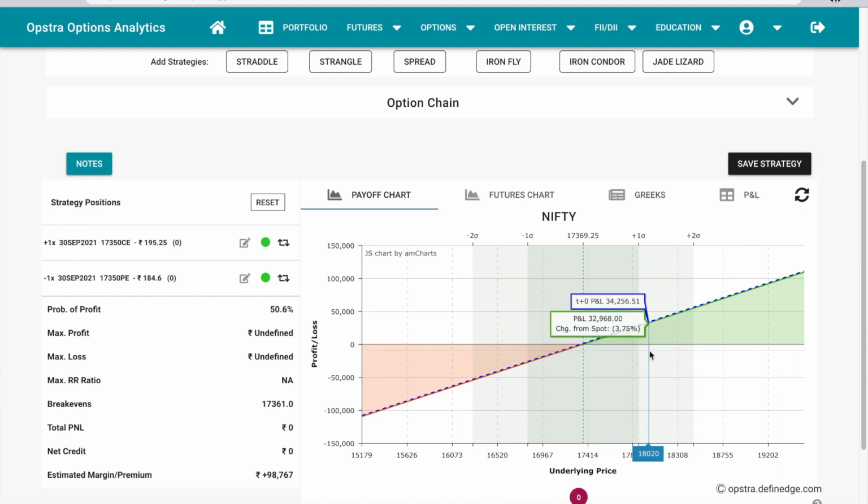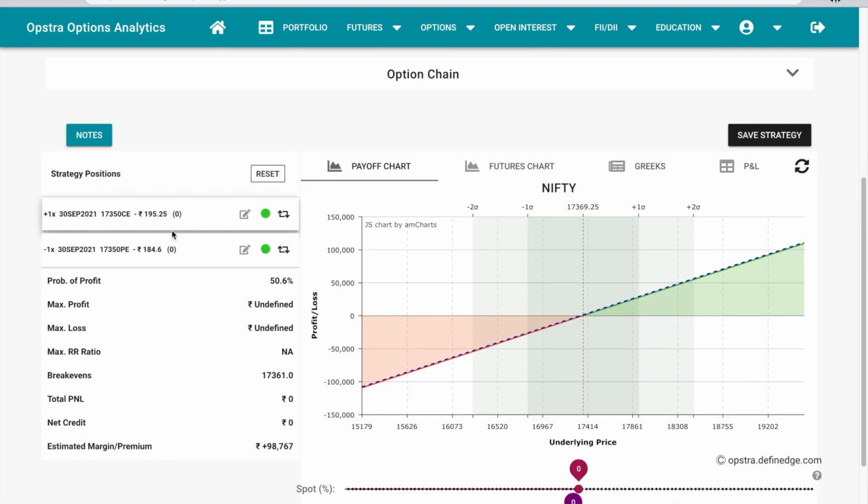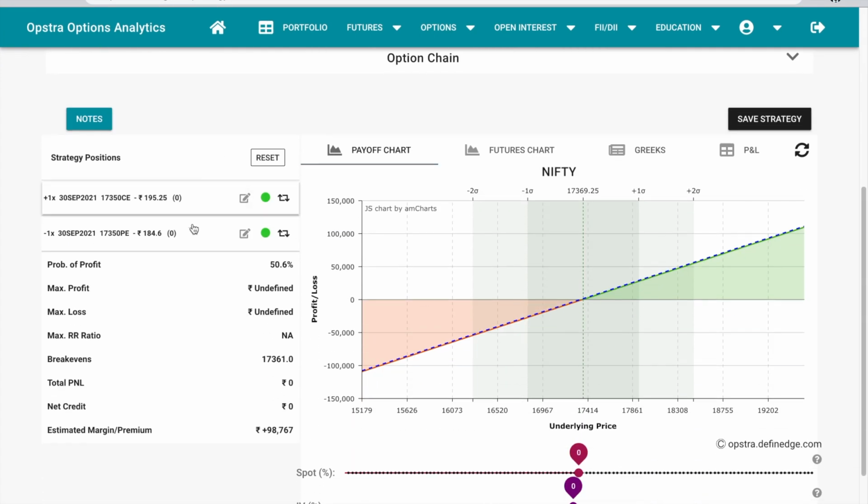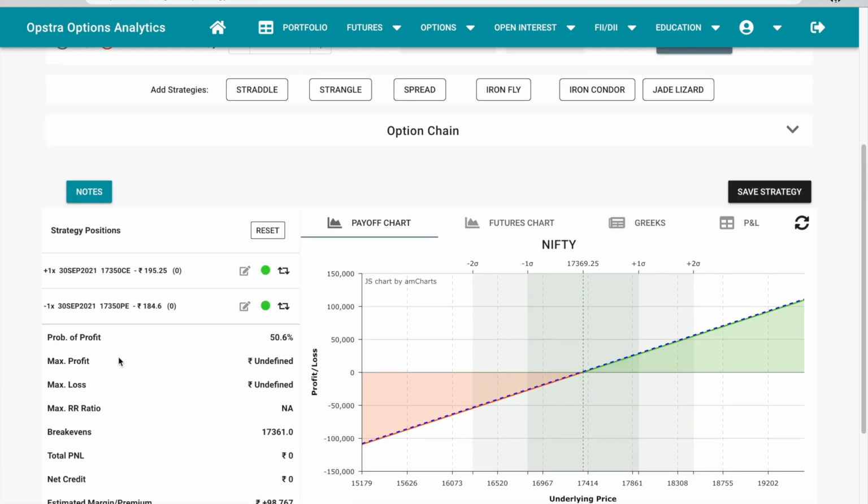And here at 18,000 you can check it is giving T plus 0 PNL as 33,000. So that is okay. In options there may be some price illiquidity or something like that, and we are on the weekend, so there may be some illiquidity, but almost 1 or 2,000 here and there is okay. And the estimated margin or premium is 98,000. Yes, in options there will be slightly less margin and premium. Let's just take the average of this value, 190.